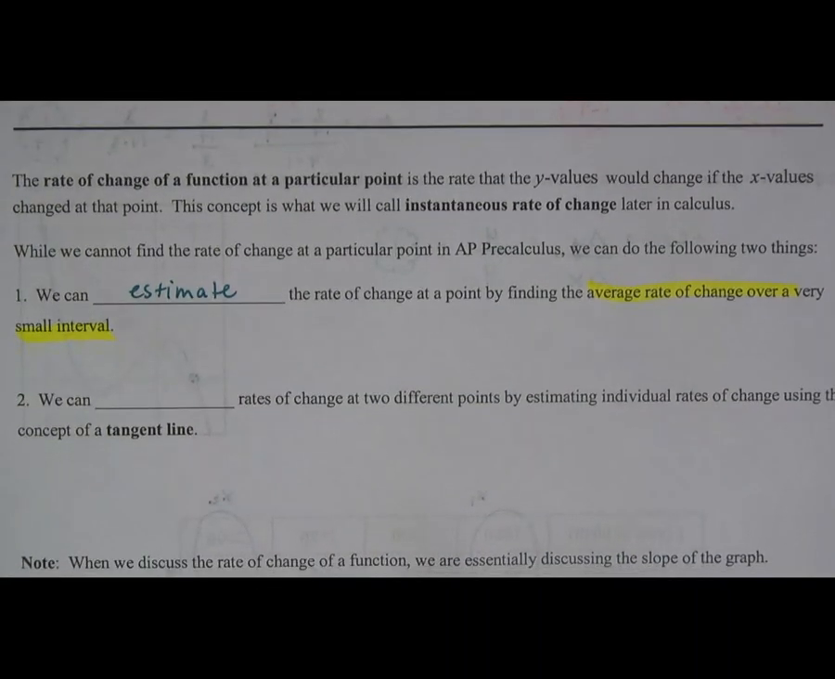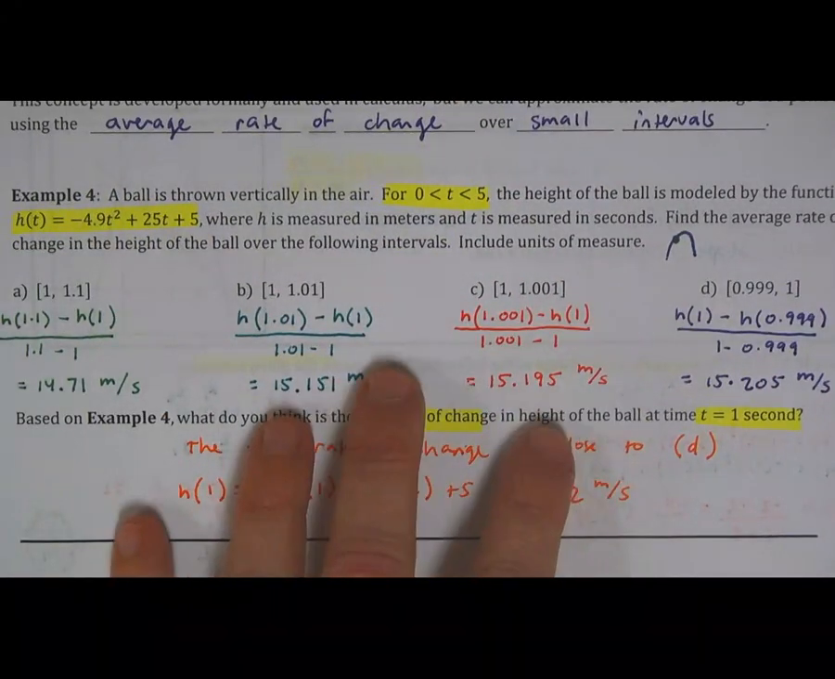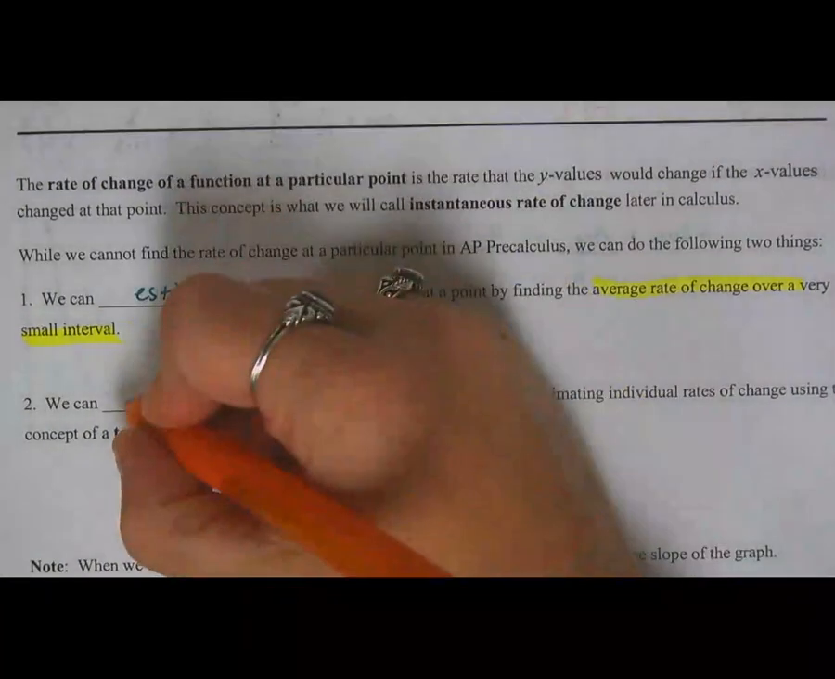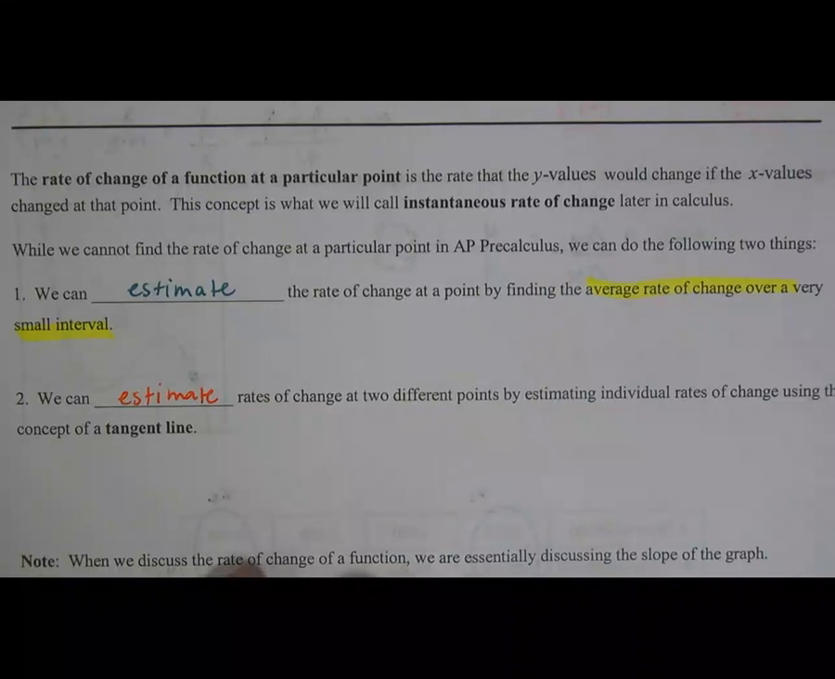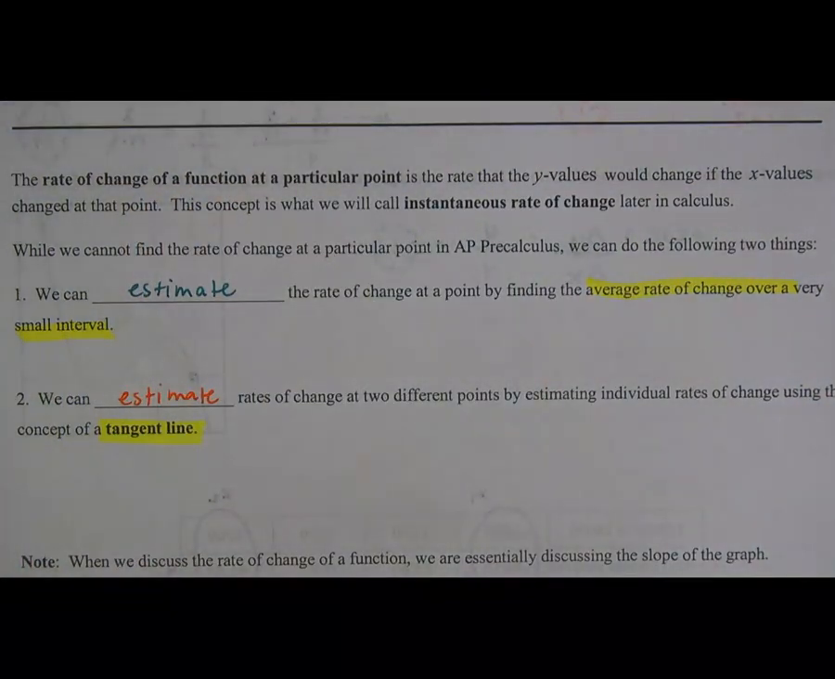Or, what you're probably going to prefer, unless you're forced into a situation like this where you just have no choice, is option 2, which is to estimate rates of change. We're always just estimating. It's not until calculus that you can get exact with this, but we can estimate rates of change at 2 different points by estimating individual rates of change using the concept of a tangent line. And I'll show you more about that on the next page.